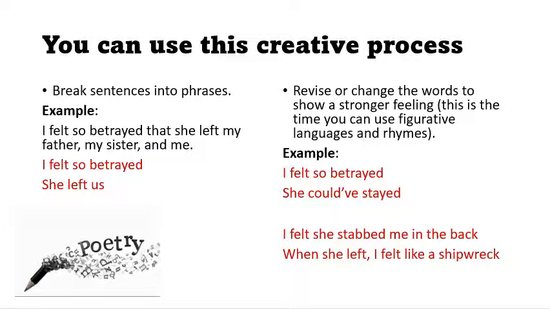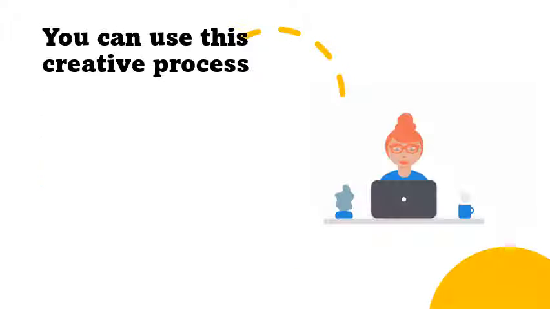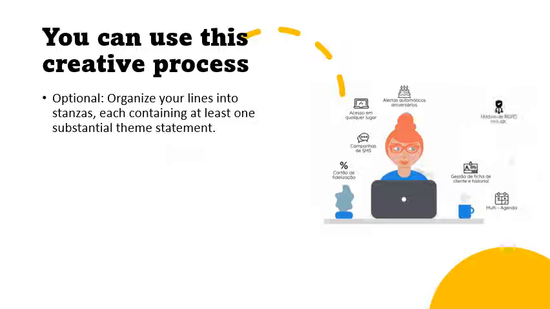So in order to create a poem from our story or our prose, we can use several steps. In the end, it becomes more poetic and more dramatic, but the reader is still able to easily understand what we mean. Just make sure you don't use too many figurative languages, because sometimes it becomes a little bit confusing.